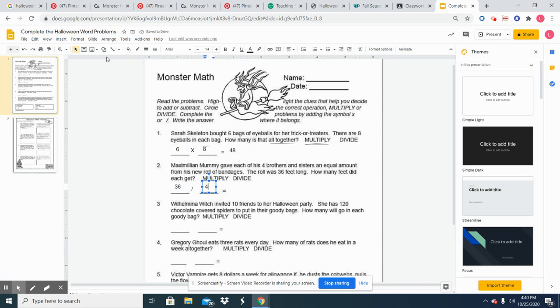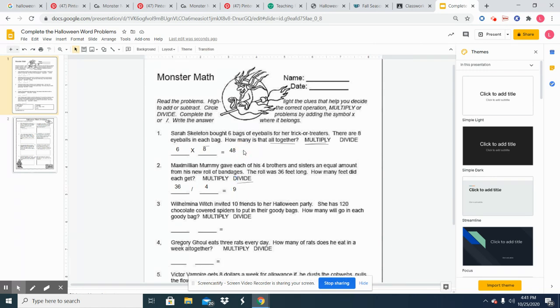Okay, I forgot to say that we're dividing, so I'm going to go up here to this line and underline divide. It doesn't have to be perfect. Okay, so 36 divided by 4, the answer is 9. And we just did related facts, so if we were to do the inverse operation, it would be 9 times 4 is 36. So 36 divided by 4 is 9.